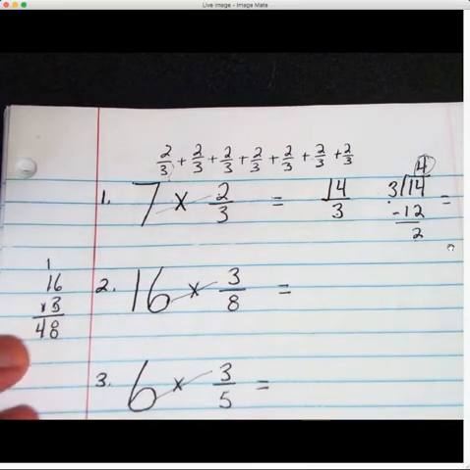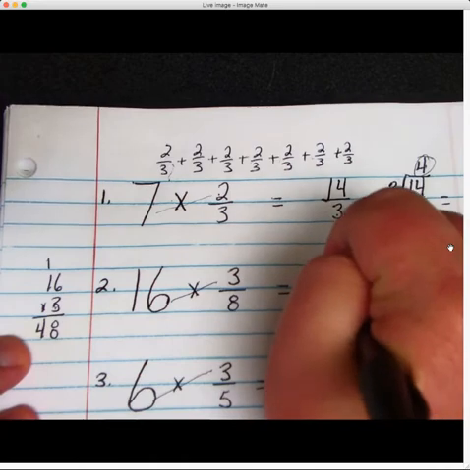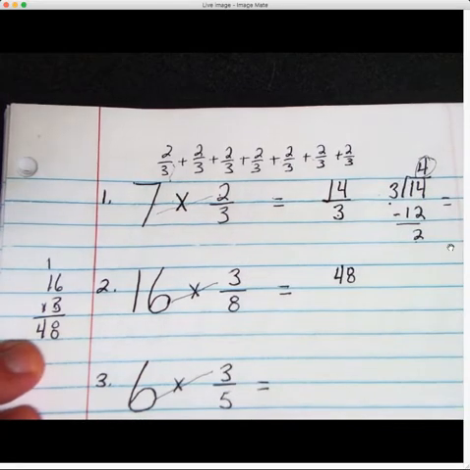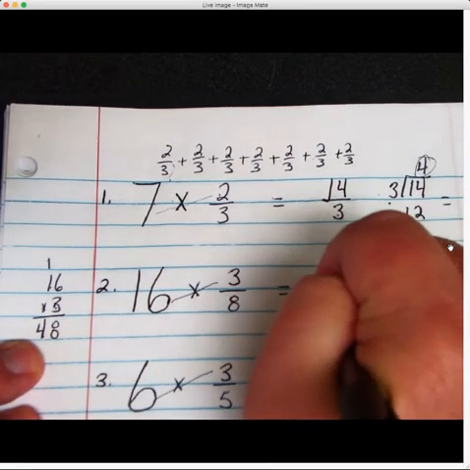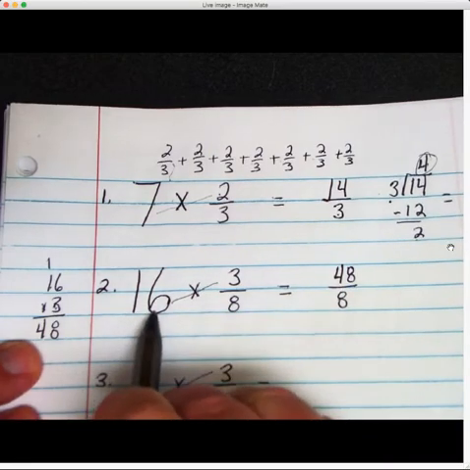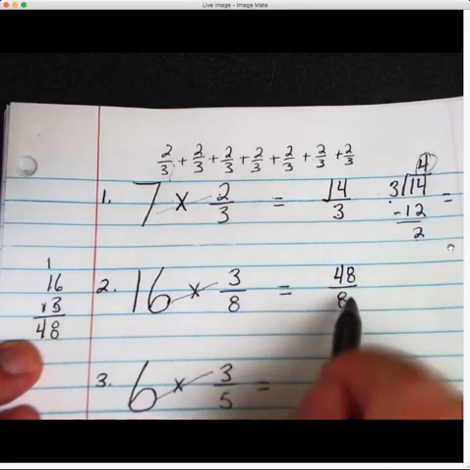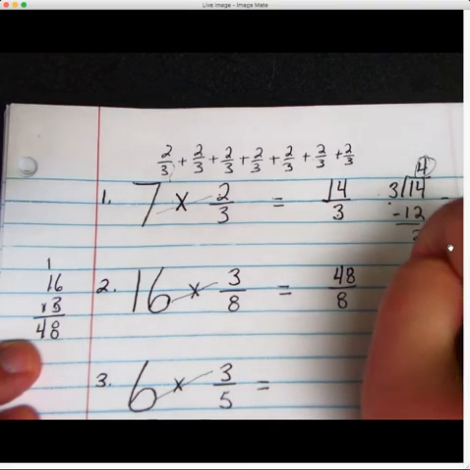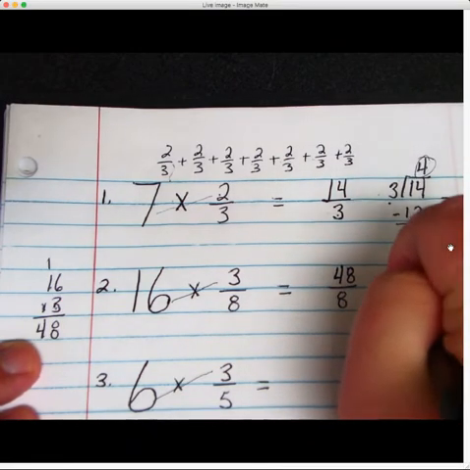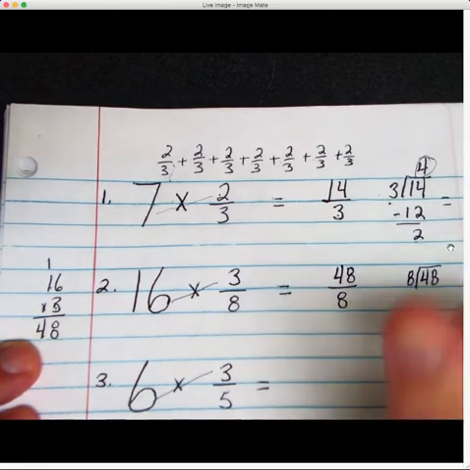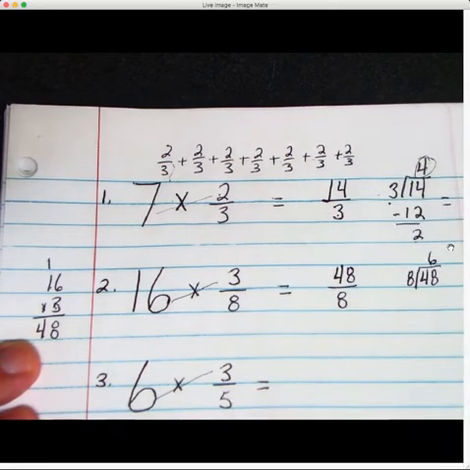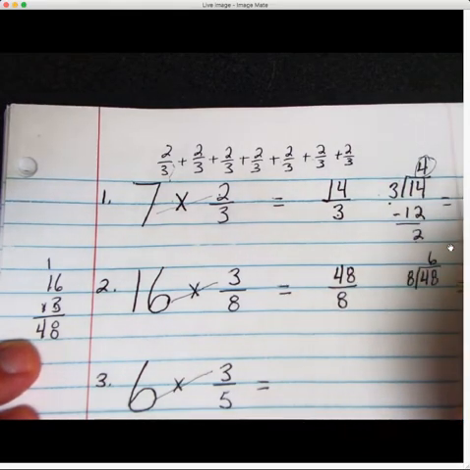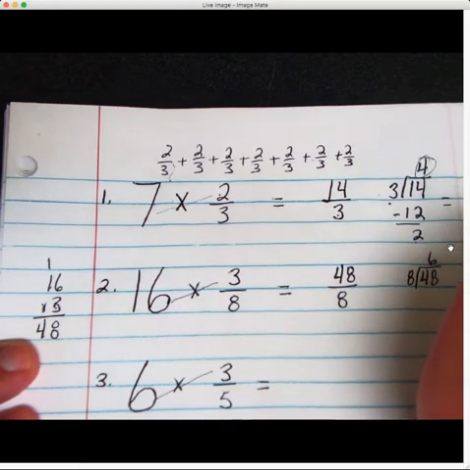So 16 times 3 is 48, and then my denominator is eighths. Remember, we're only multiplying the whole number times the numerator. 48 eighths. Now, this is a nice one because when I do 48 divided by 8, I get 6. 6 times 8 is 48, so my answer is 6.